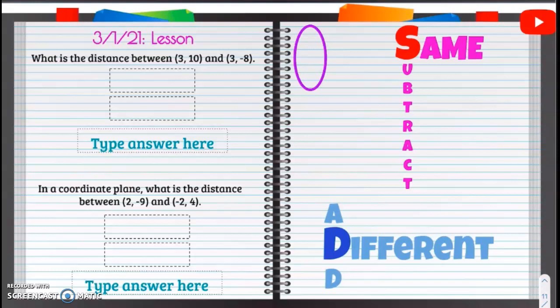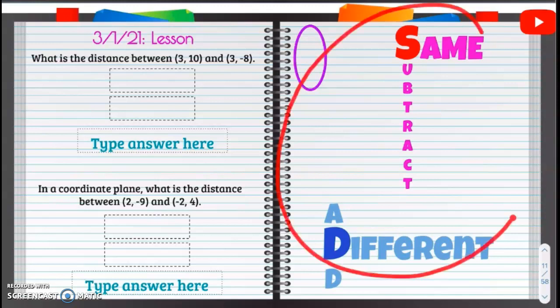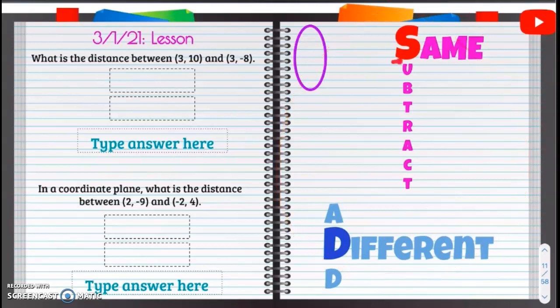All right, in our lesson, we're going to find the distance between 2 points without having the graph, the coordinate plane, with us. So, here's a little cheat sheet over here. If they have the same sign, we're going to subtract. If they have different signs, we're going to add. And I'm going to show you this.